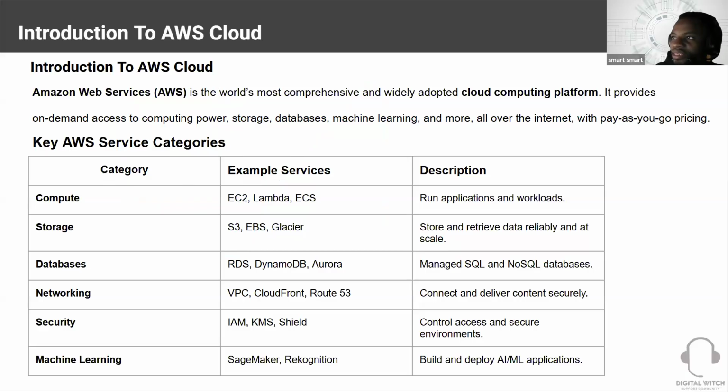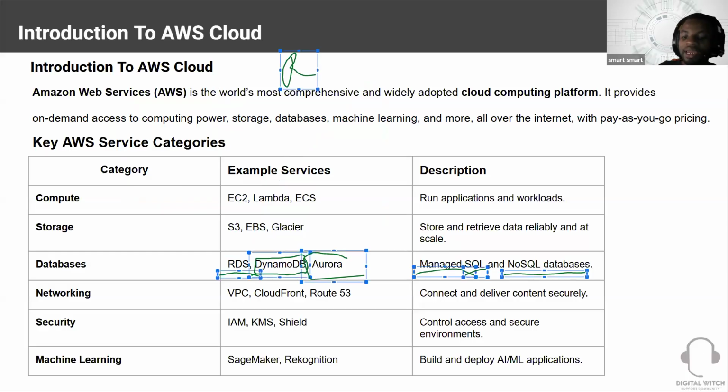For databases, we have RDS. RDS stands for Relational Database Service. DynamoDB is like a NoSQL database, and there is also Aurora DB. These are for managing MySQL, SQL services, and NoSQL databases. We are going to be using them in our project as time goes, right?